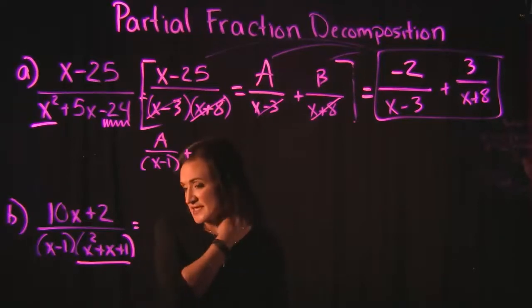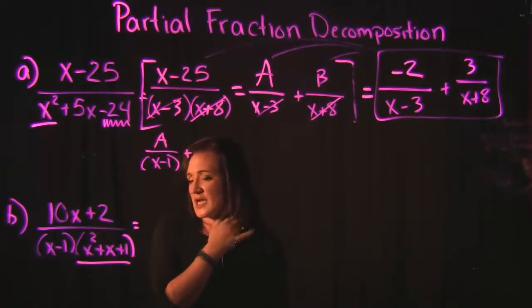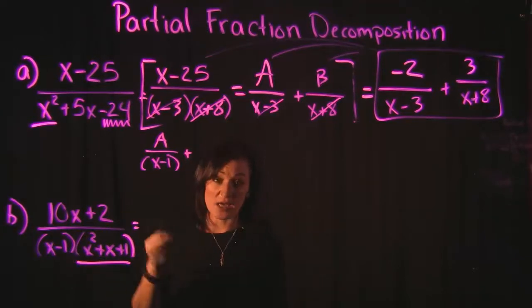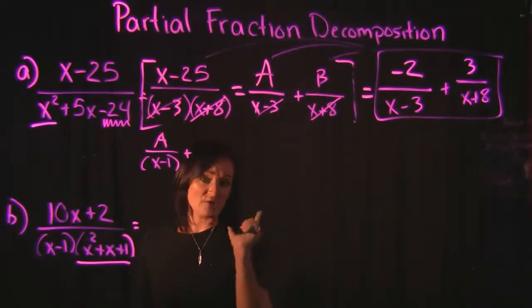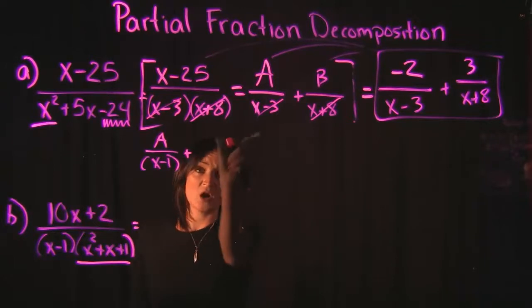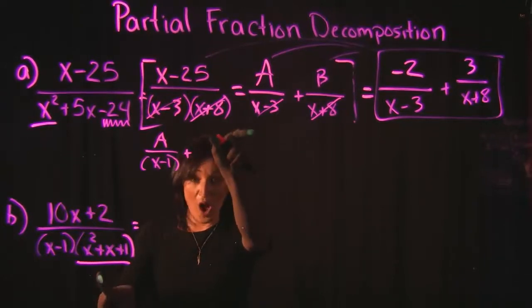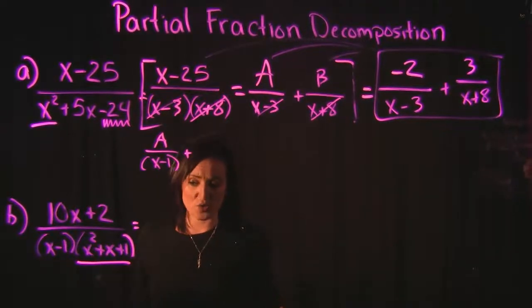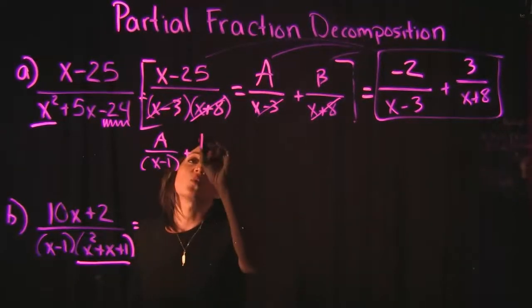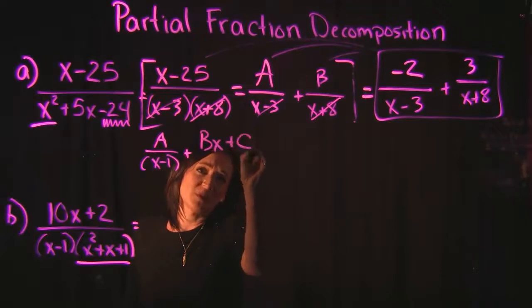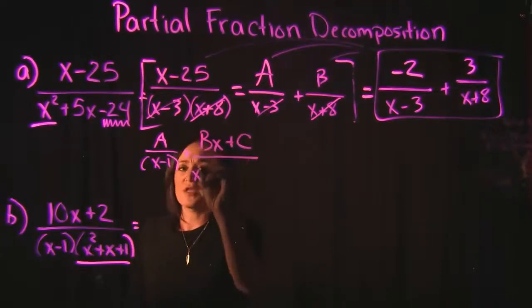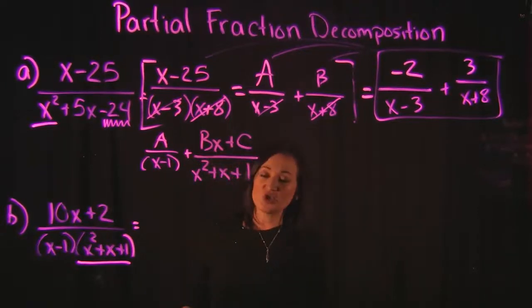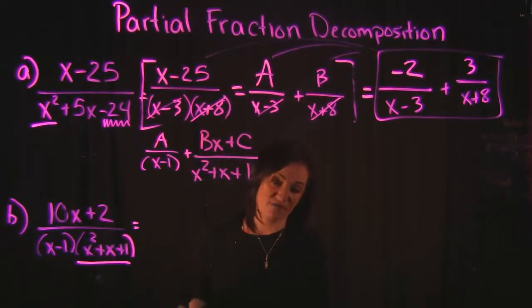And what that means is, because it's a quadratic factor, because it has a degree of 2, right, our highest power is 2, we need to have two different letters in our numerator to go along with that. So we're not just going to say b over the x squared plus x plus 1. We're going to call that bx plus c over the x squared plus x plus 1.